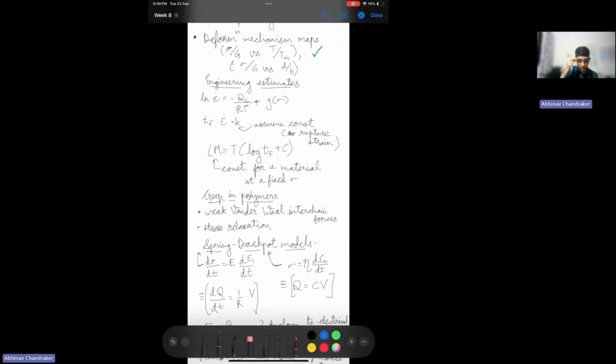Now we'll come to some estimates of creep life, because it's important. This is important from a design perspective for industry as well as for lifetime prediction for components which are already in operation.